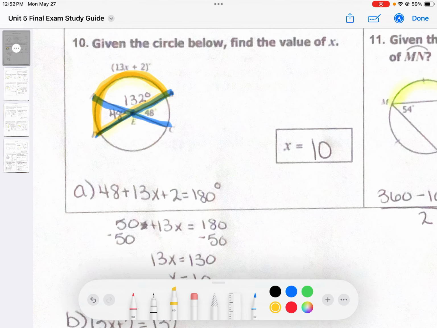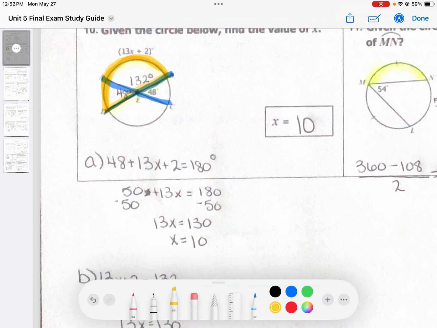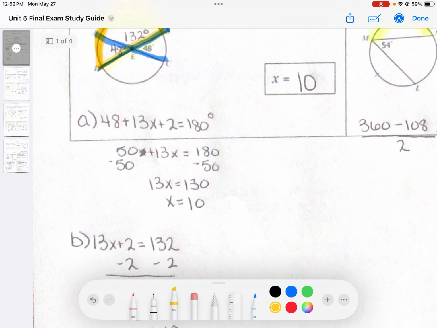Another approach is understanding, once again, that vertical angles are congruent. So if angle BEC is 48, that means angle AED is 48, right? And once again, a semicircle has 180 degrees. So I do 180 minus 48, which is 132, because if we add those two together, they should equal 180.